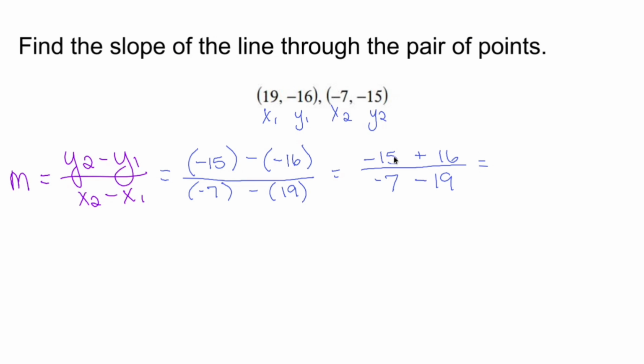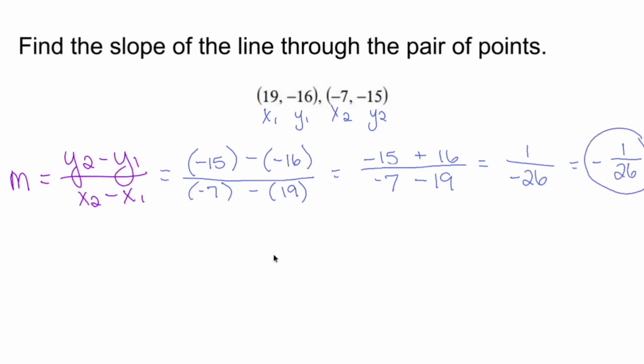Now that I have that cleaned up, I'm going to do all the math in the numerator and then all the math in the denominator and see what happens. Negative 15 plus 16 is just 1. Negative 17 minus 19 is negative 26. Now I'm going to clean that up by just bringing the negative out here, which I'm allowed to do because a positive divided by a negative makes the whole thing negative, and I get negative 1 over 26.